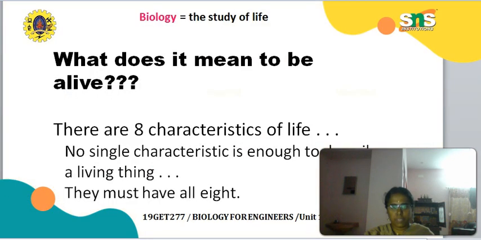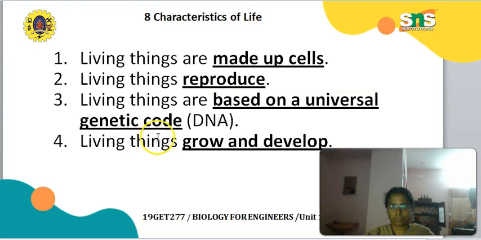So what does it mean to be alive? There are 8 characteristics of life. No single characteristic is enough to describe a living thing. They must have all 8 characteristics. Okay, living things are made up of cells. Initially, living things are created from small cells. Living things can also reproduce.